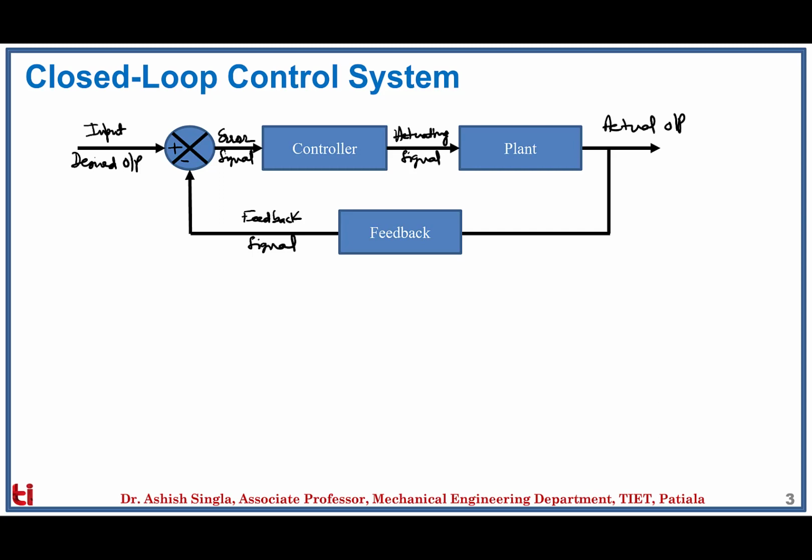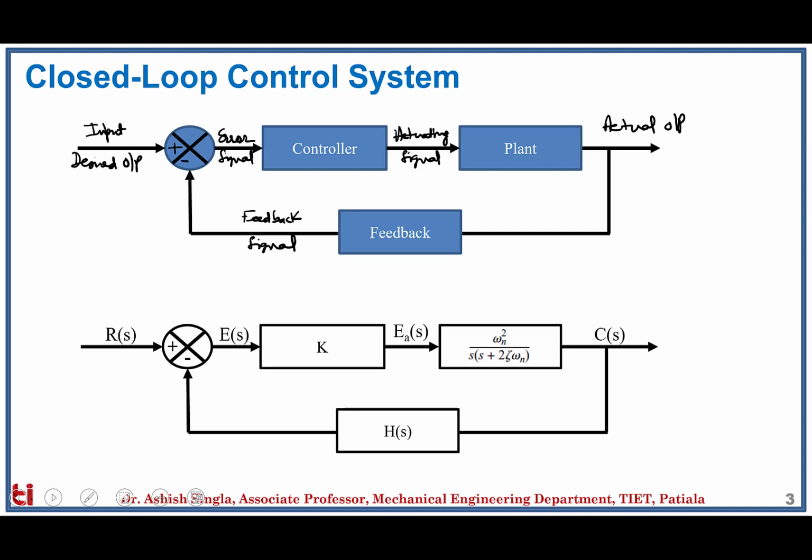In another representation, the same closed loop control system can be shown this way, where R(s) represents the input, C(s) represents the output of the system. G(s) is called the transfer function of the plant. H(s) is called the transfer function of the feedback signal. E(s) is called the error signal, and Ea(s) is called the actuating signal, which is the output from the controller. Finally, this K is called the controller gain.